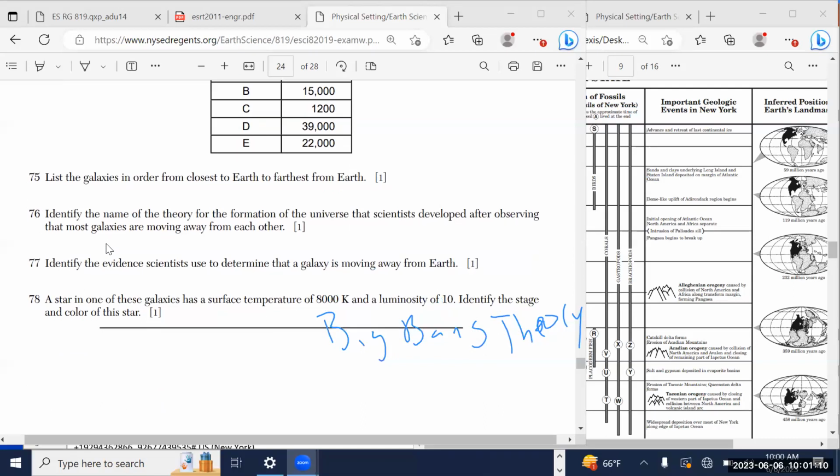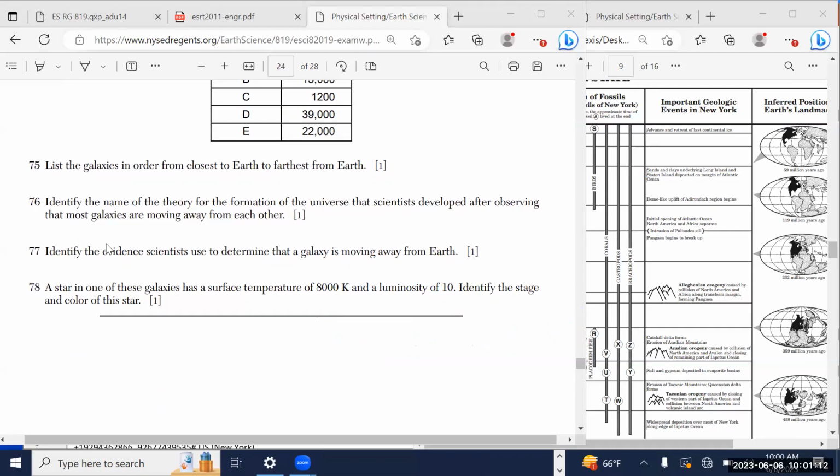And then number 77. It says, identify the evidence used to determine that a galaxy is moving away from Earth. Remember when we talked about what type of shift does the light show if it's moving away, right? If it's moving away from Earth, it is known as a redshift, right? It's a redshift of light. Red shift means moving away. Blue shift means coming closer. And most galaxies are showing a red shift of light.